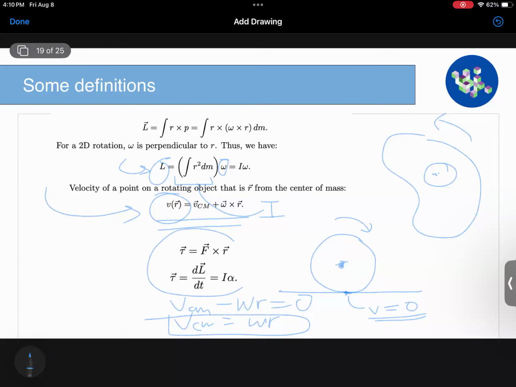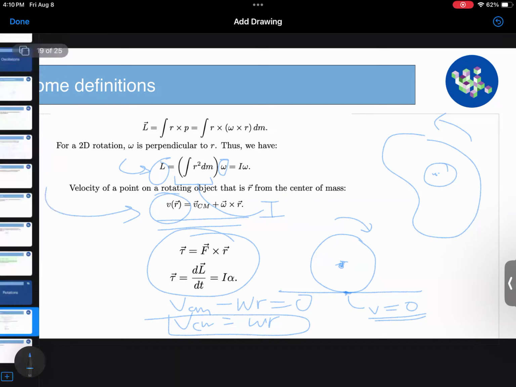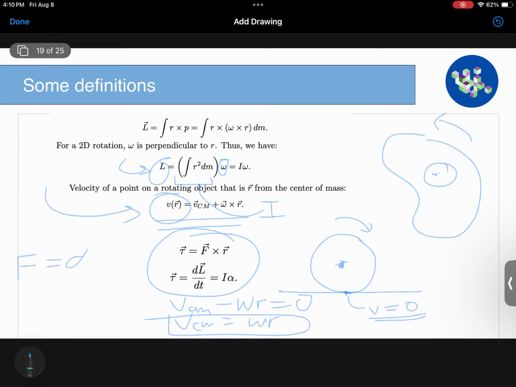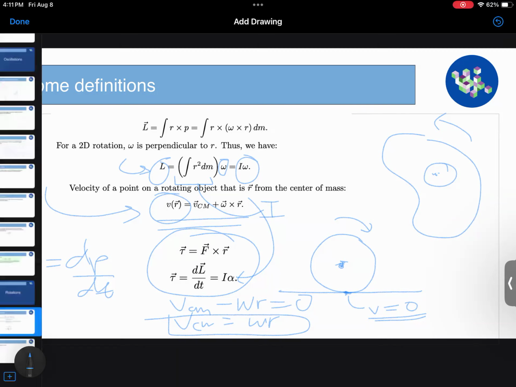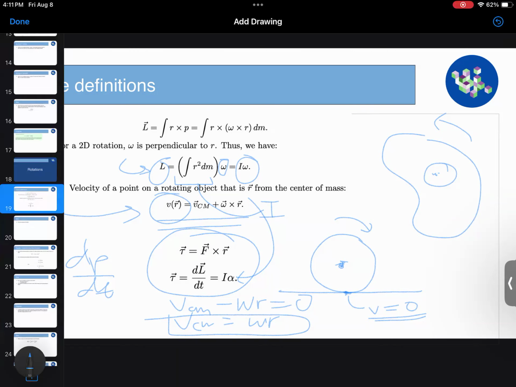And of course, we have torque over here. Torque equals r cross force, and it's also equal to the derivative of angular momentum. Similar to how you have F equals dp/dt, here we have torque equals dL/dt. And if you put in I omega, because we're assuming the mass distribution of the object is not changing, torque is equal to the moment of inertia times the angular acceleration. Those are just some definitions. Any questions about that? All right, I guess not.